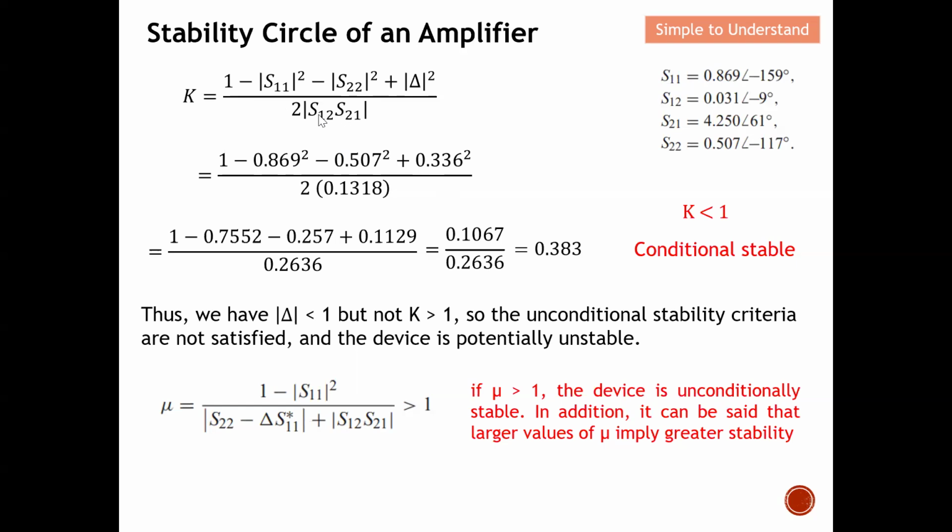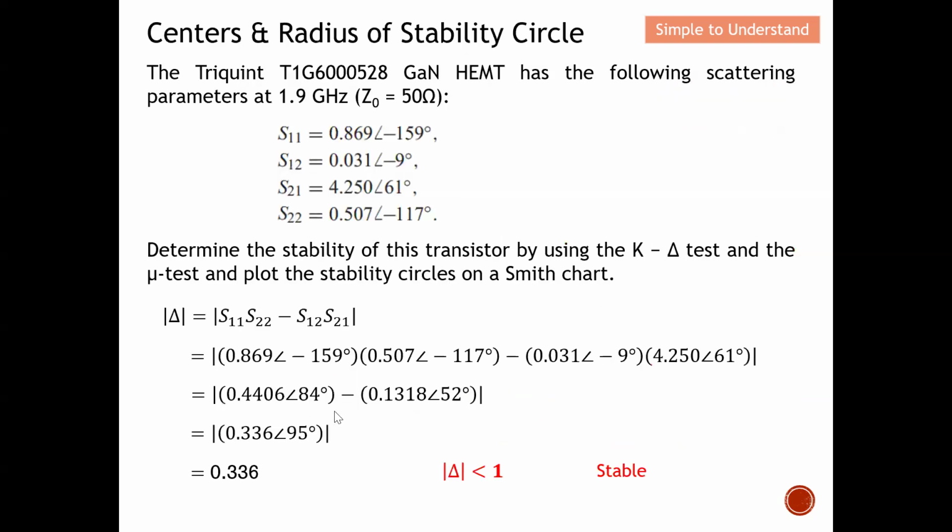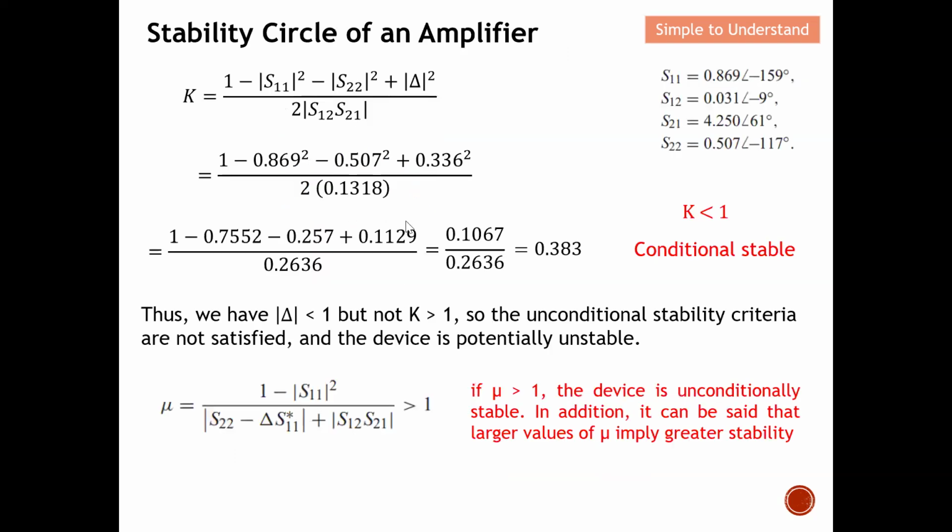So for this part here, you need to do a calculation. You just multiply S12, which is here, by S21. If you see what I calculated earlier on, it is 0.1318, which is here. So this is S12 multiplied by S21. I just copy this part over here, and I just need the magnitude portion. If I calculate this, as you can see from here, the answer K will be equal to 0.383.